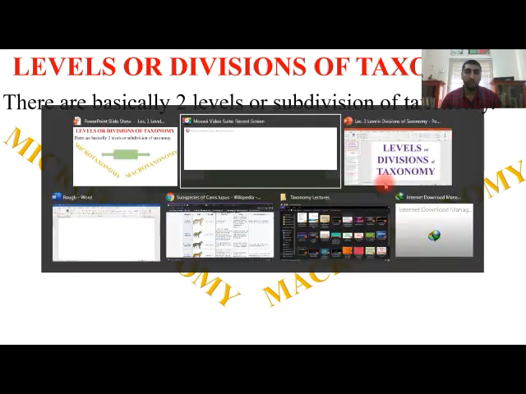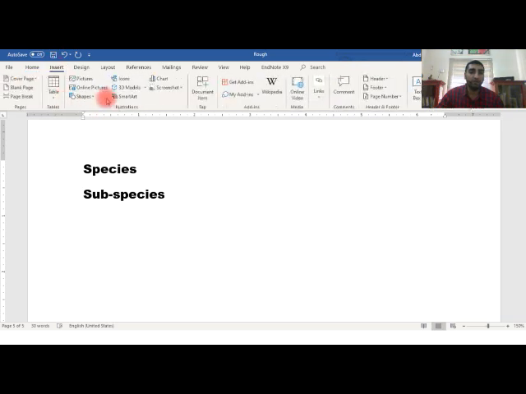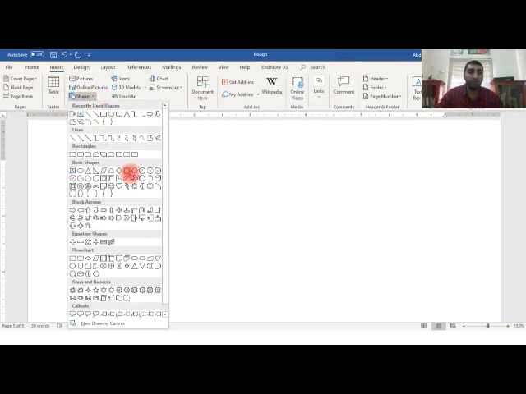It is very clear from even their names, micro taxonomy and macro taxonomy. Micro taxonomy is a small level, a minute level. When we study species and subspecies, when we study at this level, this is known as micro taxonomy, because we are studying at the micro level.